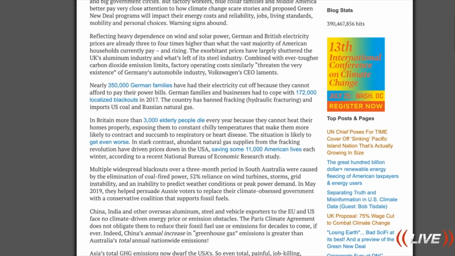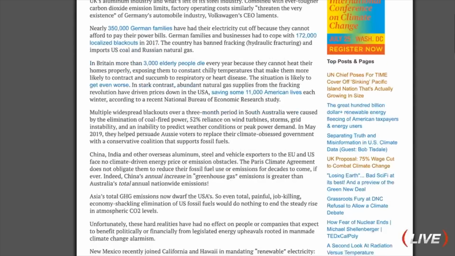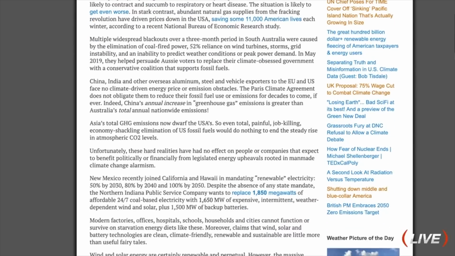In stark contrast, abundant natural gas supplies from the fracking revolution have driven prices down in the U.S., saving some 11,000 American lives each winter, according to the recent National Bureau of Economic Research. Multiple widespread blackouts over the past 3 months in South Australia were caused by elimination of coal-fired power, 52% reliance on wind turbines, storm grid instability, and inability to predict weather conditions or peak power demand.